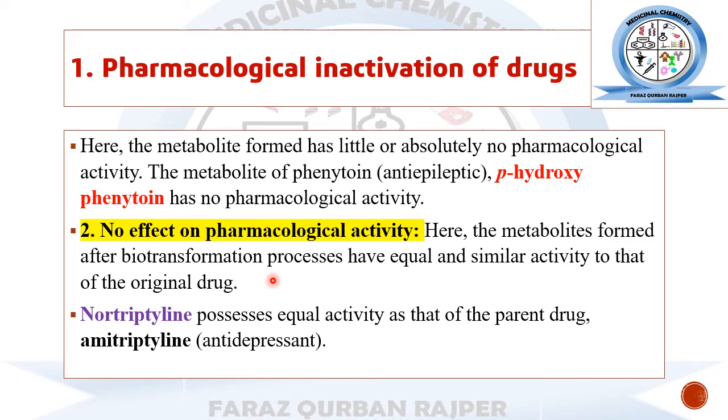So basically amitriptyline is one of the antidepressant drugs. When it gets metabolized, it is converted into its metabolite, nortriptyline, and its pharmacological activity is similar to the parent drug.